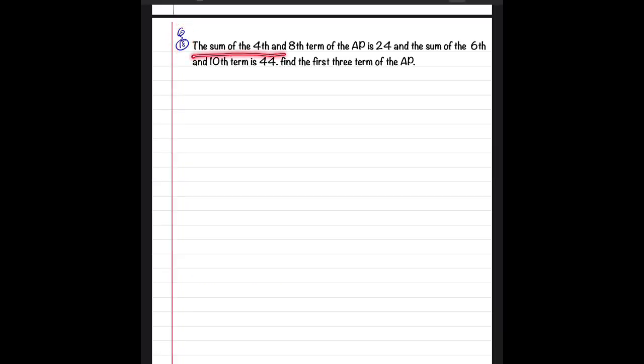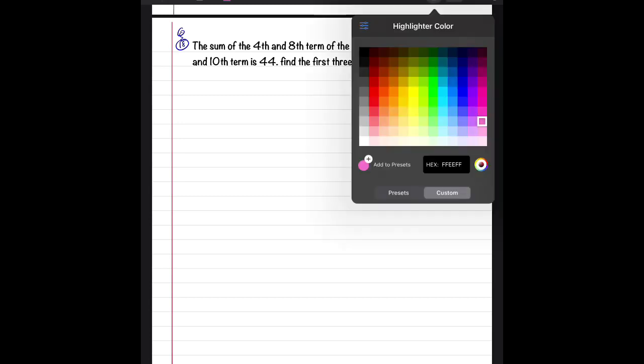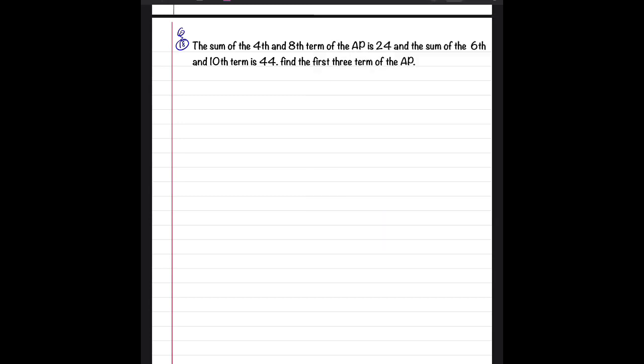Question number 18. The sum of the 4th and 8th term of an AP is 24 and the sum of the 6th and 10th term is 44. Find the first 3 terms of the AP. So student, here the question is: the sum of the 4th and 8th term is 24 and the sum of the 6th and 10th term is 44. Find the first 3 terms of the AP.